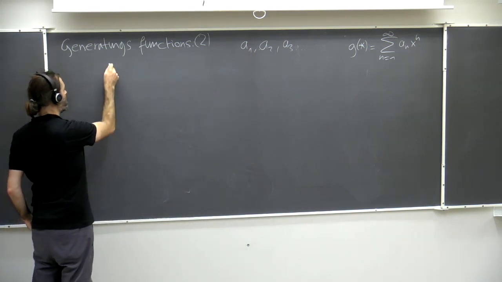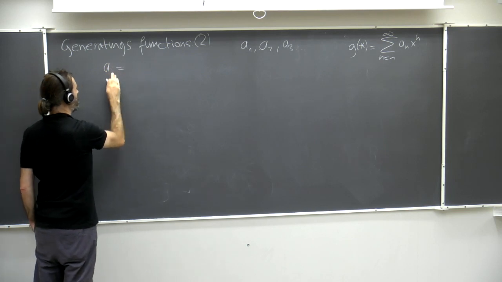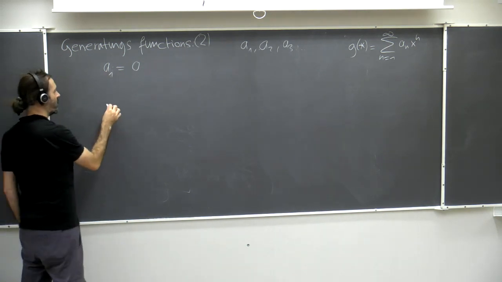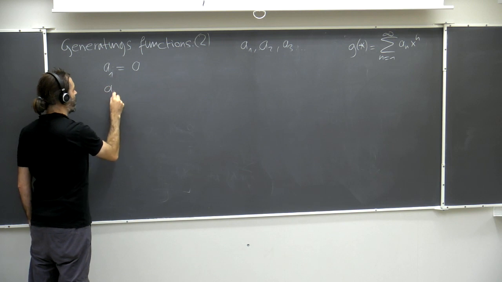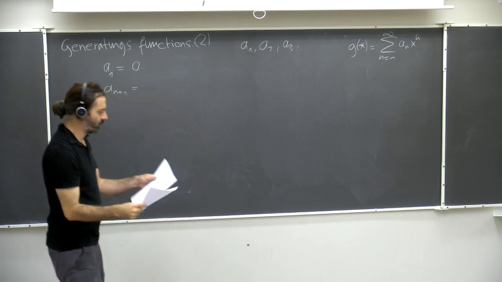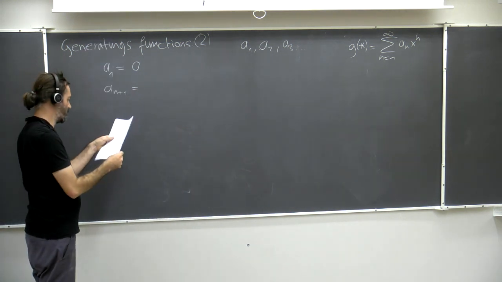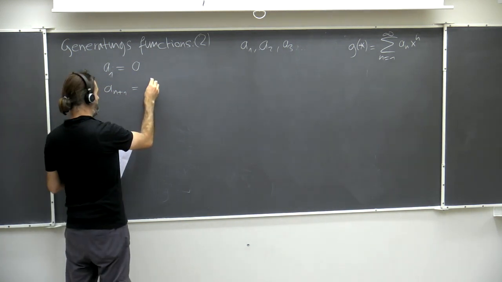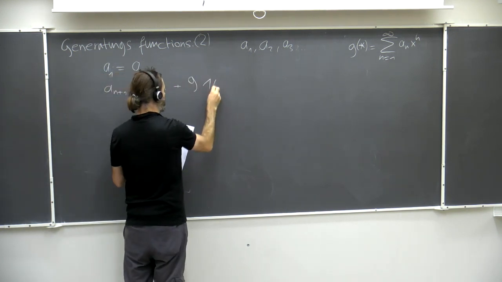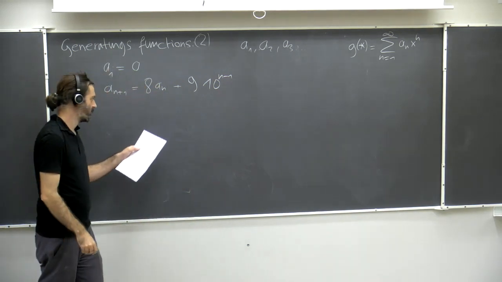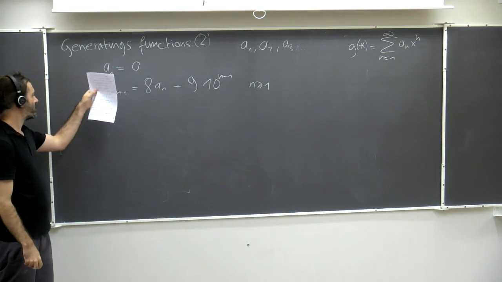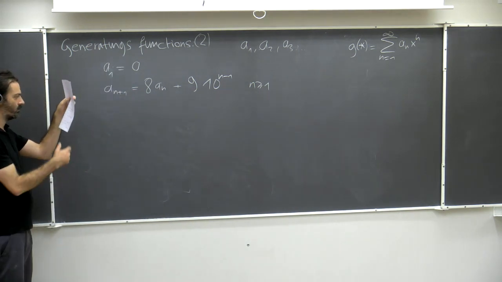And I want to give you an example where you have a sequence which is defined recursively. So the first statement is that a1 is 0. And the second statement is that a_(n+1) is given as 8 times a_n plus 9 times 10 to the power n minus 1, as long as n is larger than 1. So otherwise you get this expression.